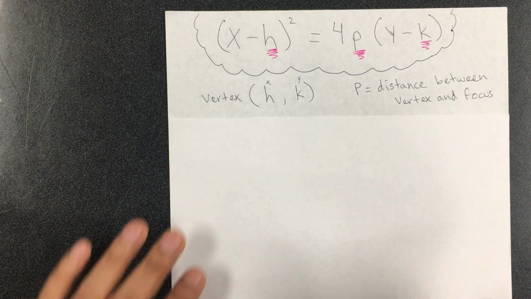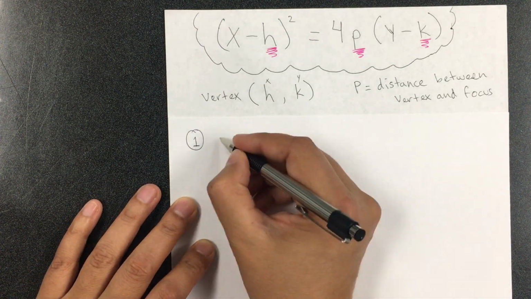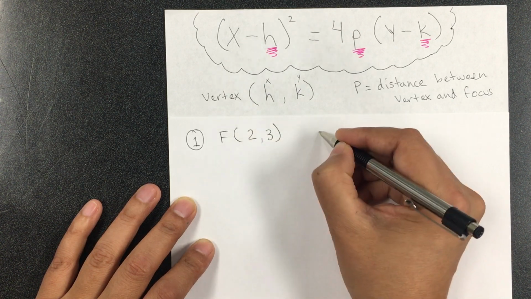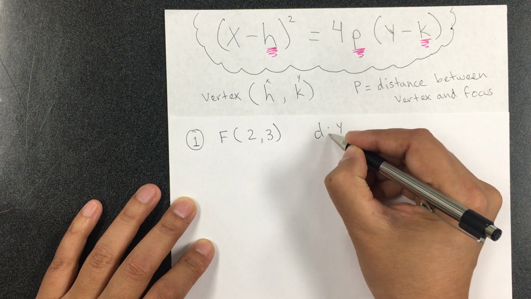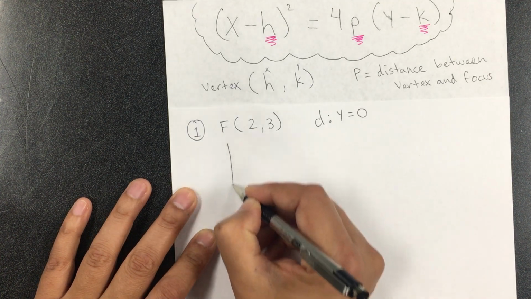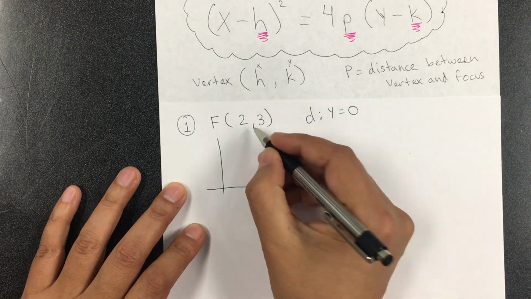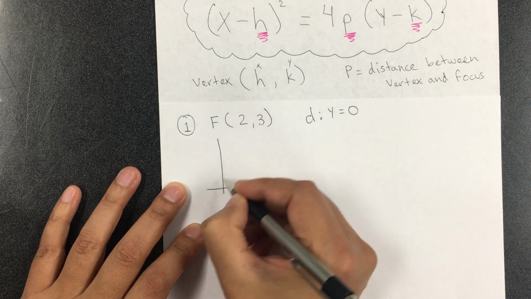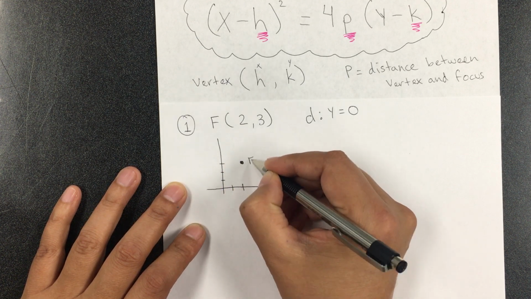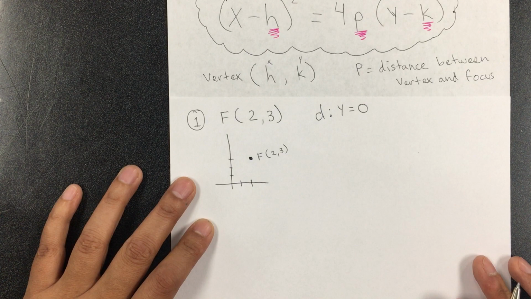So let's say that for the first example, they give us F, which is the focus, is (2, 3), and the directrix is at y equals 0. Okay. In here, what we're going to do is actually sketch. So the focus is going to be at 1, 2, 1, 2, 3, so right there. So that's my focus, and I'm just going to put the coordinate to make it easier for me.